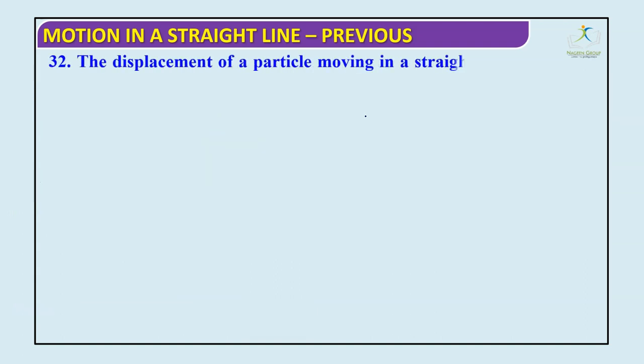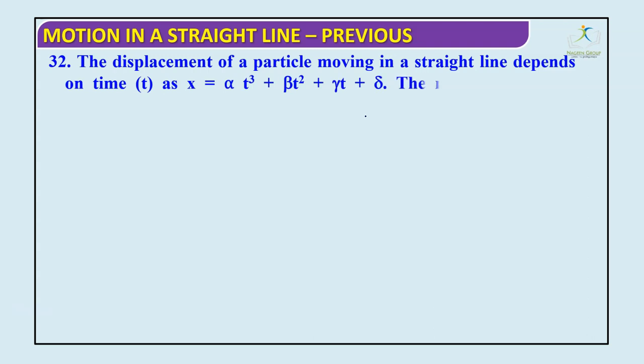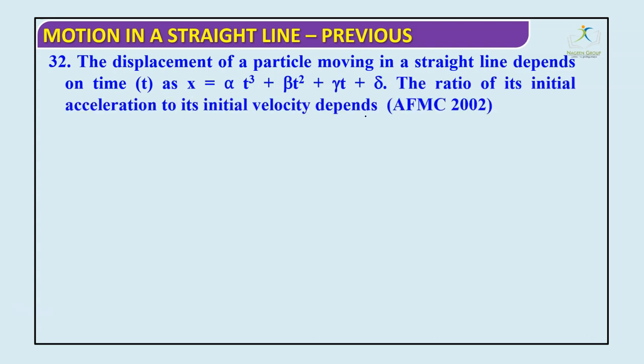Next, the displacement of a particle moving in a straight line depends on the time t as x is equal to alpha t cube plus beta t square plus gamma t plus delta. And students, one thing that is extra in the form is this delta, which actually shows the change. And whatever you are writing here, some teachers and some students think that this will be delta, but that is not actually delta. This is a Kronecker delta.